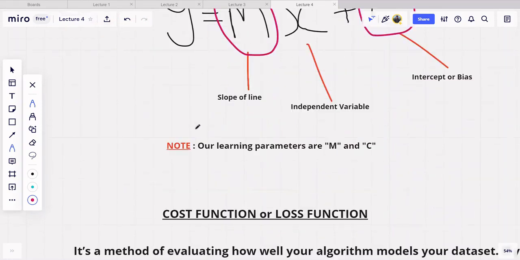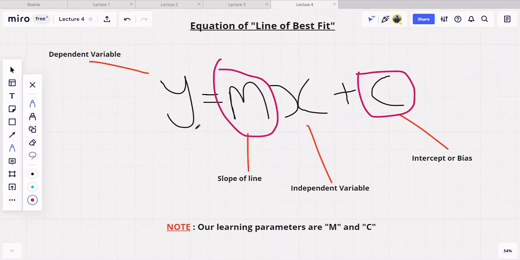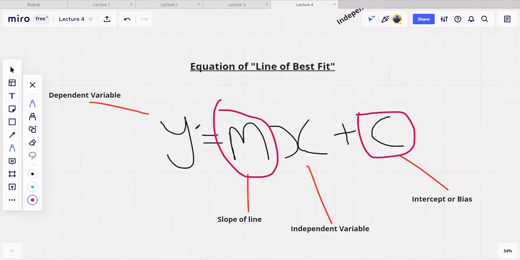So how do you do that? How do you find the values for m and c? Again, there can be an infinite set of values that we can use here. So how do we find the most optimal ones, and where do we even start with these values?